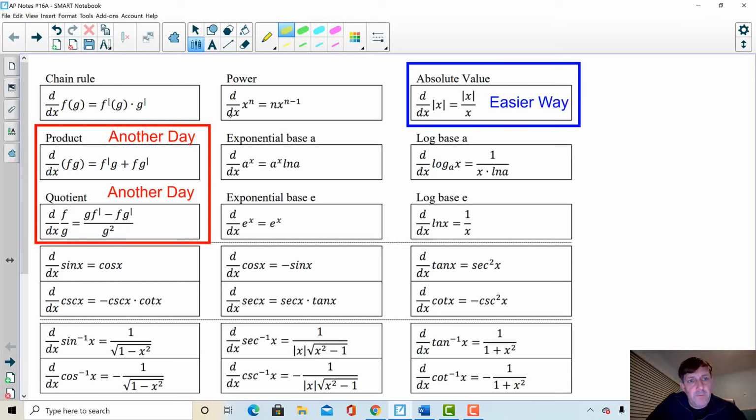Today we're going to learn how to do the derivative using the fast rules. So instead of using the definition of the derivative, which could take a long time, we're going to be able to calculate these derivatives really fast using these rules.